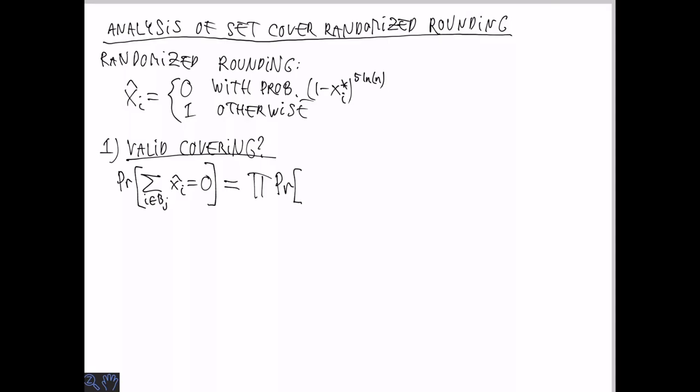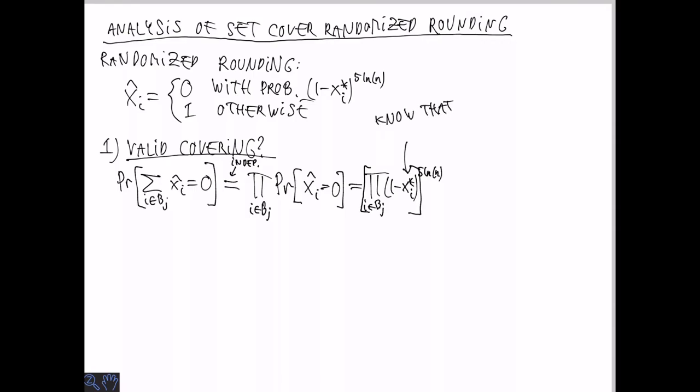Well, by the choice of the randomized rounding procedure, it's the product over all i in bj of the probability that xi hat is equal to zero, and by definition, this probability is 1 minus xi star to the power 5 log n, and we can put the parentheses like this.